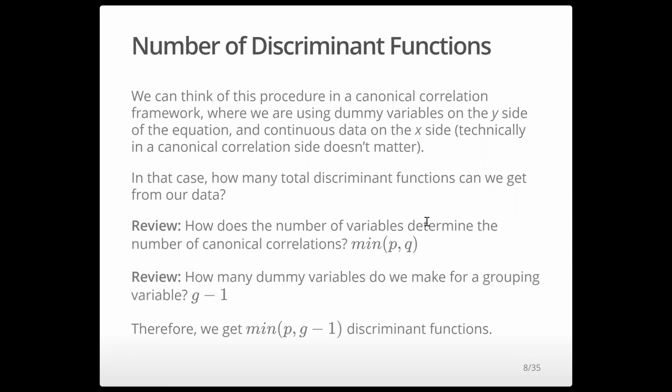In a canonical correlation, the number of canonical correlations we get is the minimum of the number of variables on either side. And for grouping variables, we can make G-1 dummy variables. And so in discriminant analysis, we can have the minimum of P, which is the number of continuous variables, and G-1, where G is the number of groups, discriminant functions.